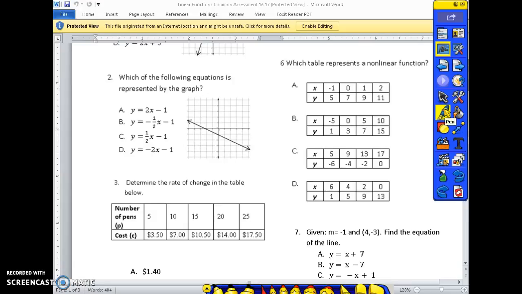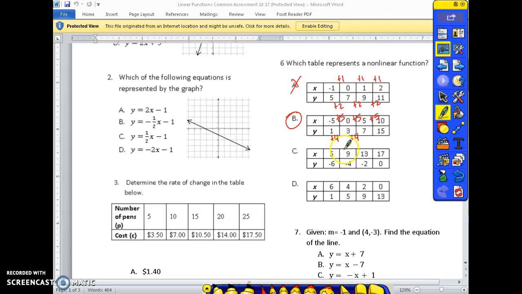Number 6, which table represents a nonlinear function? For it to be nonlinear, that means it does not have a constant rate of change. So for A, I'm going up 1 each time for the x, and I'm increasing 2 each time for the y, so it's not A. For B, I'm increasing 5 each time for the x. I'm adding 4, 7 plus 4 is not 15, so this is nonlinear.